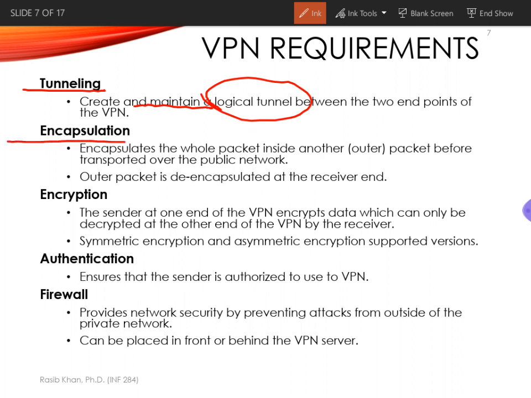Second is encapsulation, and this means that whatever packet you're trying to send over the network, the whole packet is encapsulated inside another packet before it is transported over the public network. And the outer packet is then de-encapsulated at the receiver end. So tunneling and encapsulation work together.